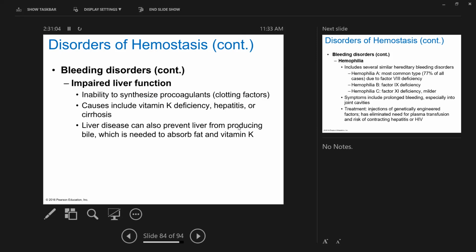So you can't even produce the bile if your patient has cirrhosis of the liver or liver cancer or some kind of liver disease. Why do we need bile? Well, bile breaks down fat into smaller pieces so we can absorb the fat in the small intestine. Without the fat, we can't absorb the vitamin K because vitamin K is a fat-soluble vitamin, even though we're making vitamin K in our large intestine.